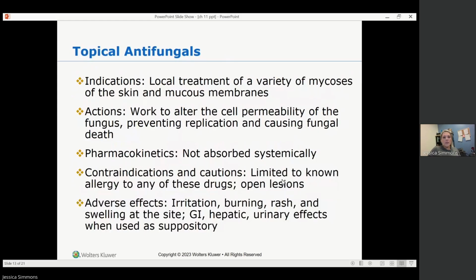Topical antifungals, these are for the treatment of a variety of skin and mucous membrane fungal infections. You do not want to put topical antifungals on open areas, okay? These are for closed skin or mucous membranes, not for open areas.